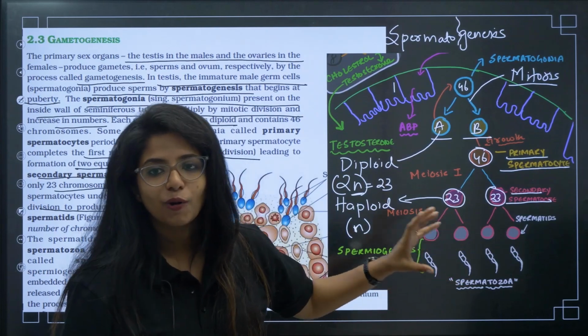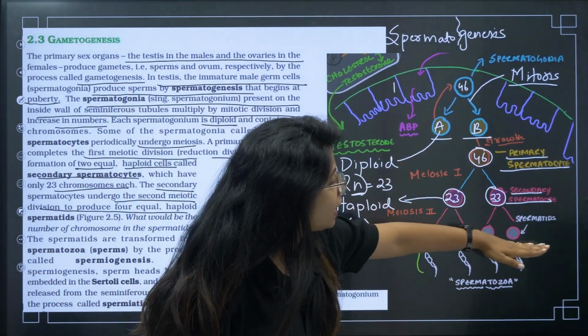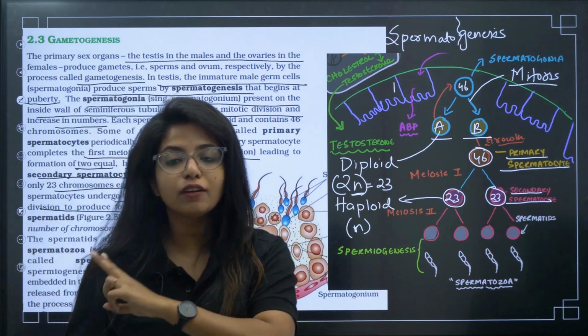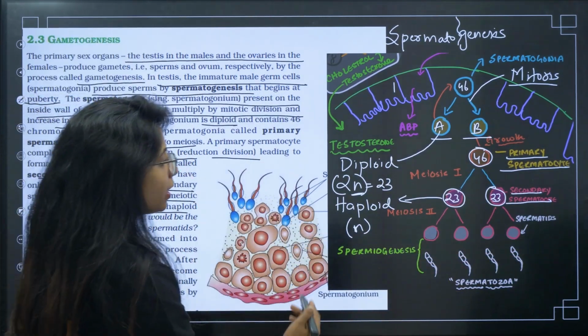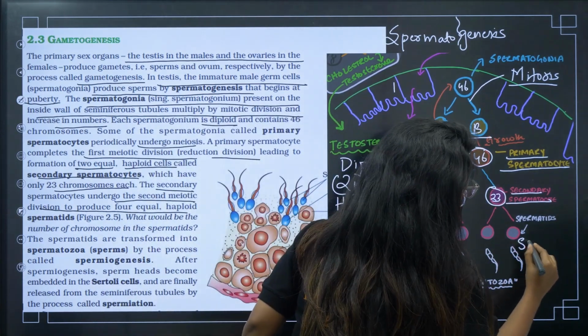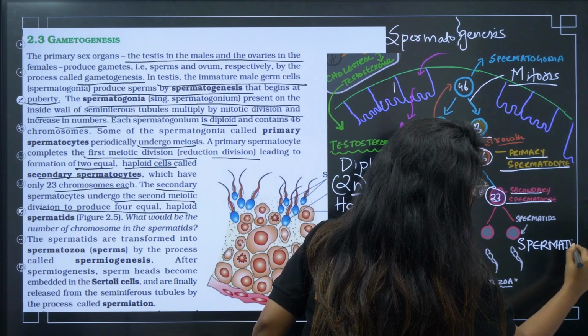So, basically, what happens? This cell will divide into 2, this cell will divide into 2. At the end, how many cells are there? 1, 2, 3, 4. 4 cells are there. What do you call these cells? Since it is not clear there, I will write it for you. It is known as spermatids. What do you call it?